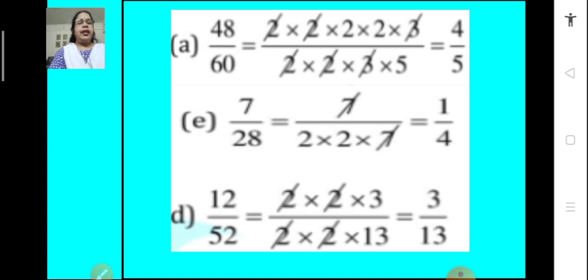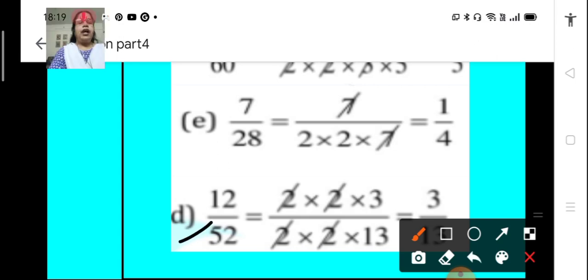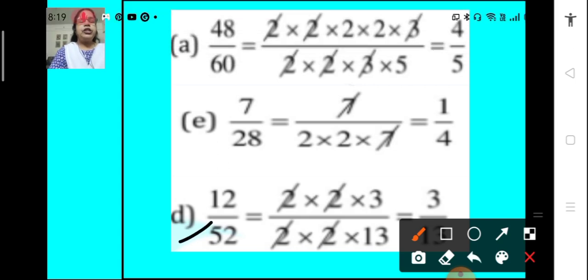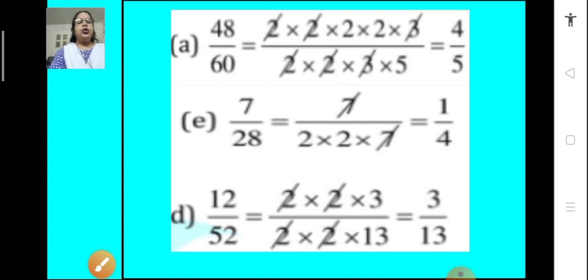In the next one, D, 12 upon 52. This fraction again we find the simplest form by the same method. We write the prime factors of 12, that is 2 into 2 into 3, and of 52, that is 2 into 2 into 13. Alright, and then what do we do? We cancel the same numbers in the numerator and the denominator. Alright, so what is left? 3 upon 13 is left. So 3 upon 13 is the smallest or the simplest form of the fraction 12 upon 52.